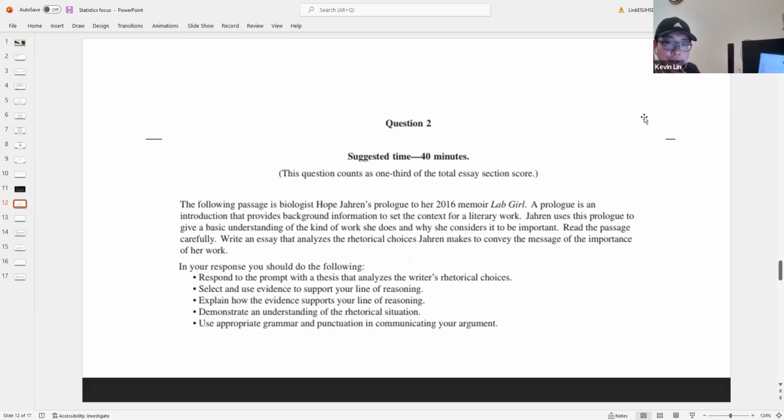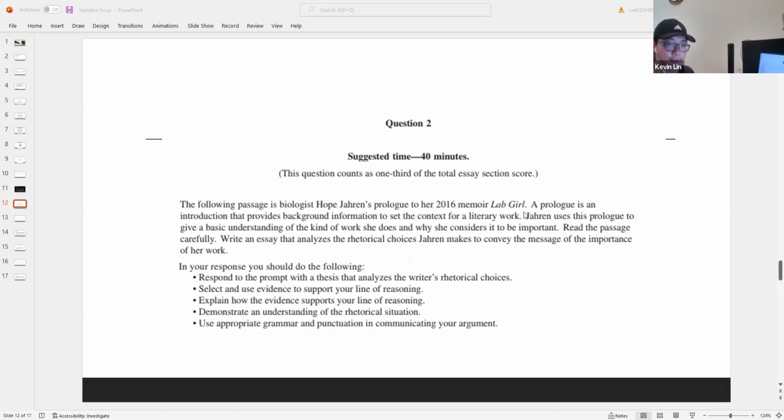So this is rhetorical analysis. This one's pretty recent, actually. It says, the following passage is biologist Hope Jahren's prologue to her 2016 memoir, Lab Girl. A prologue is an introduction that provides background information to set the context for a literary work. They give this line because it's really important to contextualize this. It's a prologue. It's not the middle of the book, not something like a big argument towards the middle. It's how she begins the whole thing here. And that's something to consider.